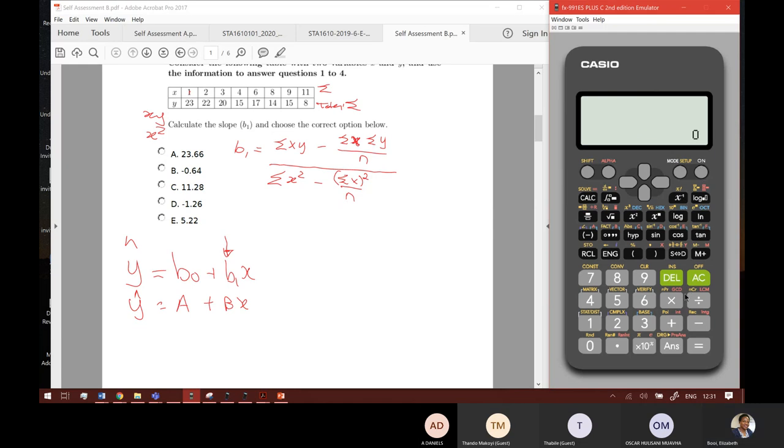Go to stat, and we press 5, 4, and we press 2, and press equal.